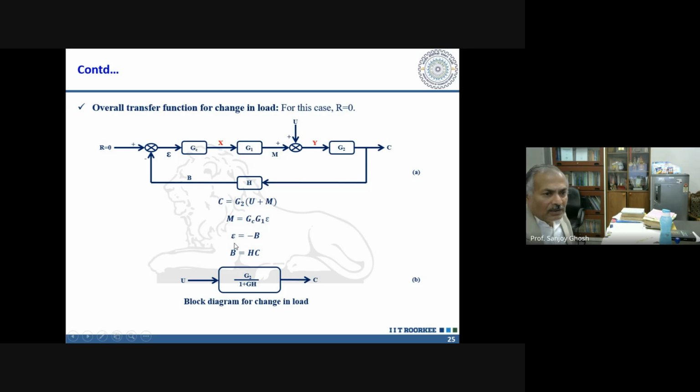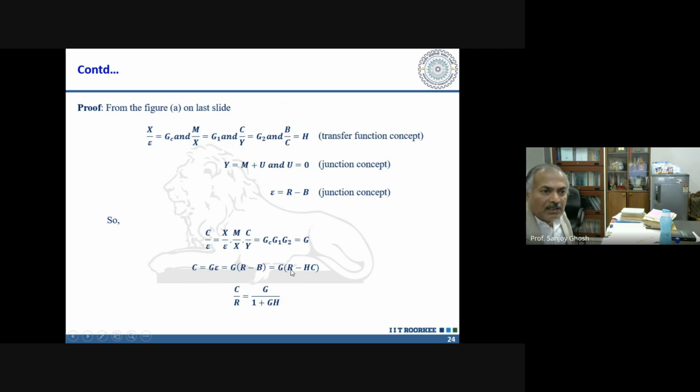Now if you manipulate all this, B is equal to nothing but HC, that I have given previously also. So now the U and C relationship we will get, that is G2 by 1 plus GH. This 1 plus GH is basically your characteristic equation, and this is the main thing. 1 plus GH is basically the process transfer function. So the C by U relationship is nothing but G2 by 1 plus GH. Look at when the C by R relationship was there, it was G by 1 plus GH.